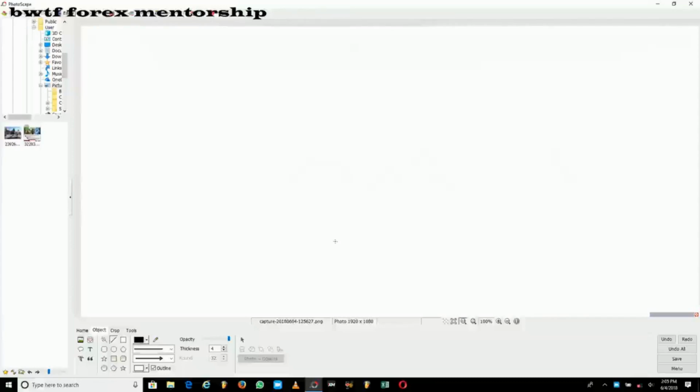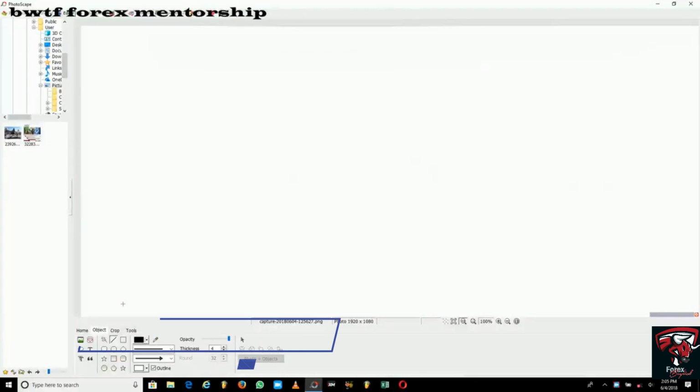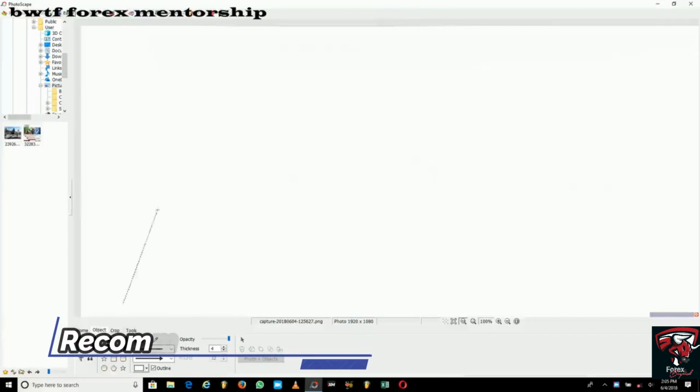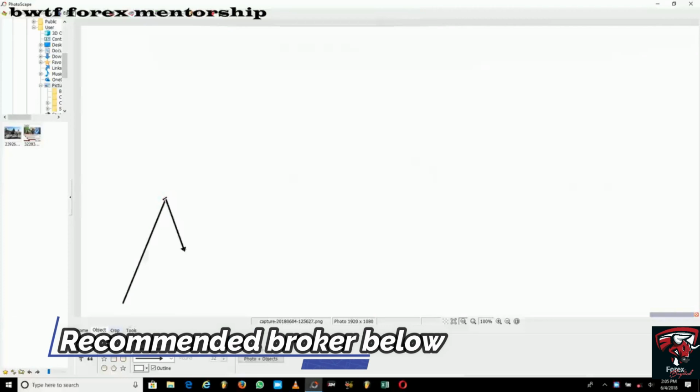Okay, now this is part 2. So let's say now you are in an uptrend. If you're in an uptrend, the market goes up, then the market comes down. So what you can see here is the market made a swing. A swing is when the market turns around.